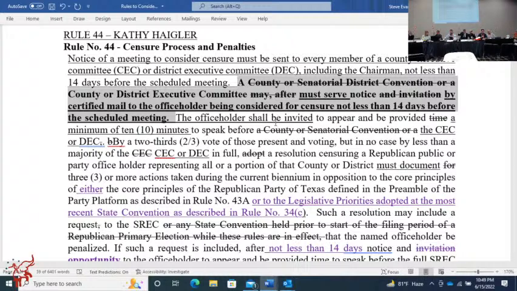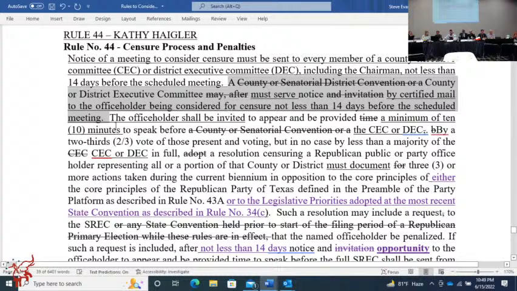All opposed? The ayes have it. Thank you. The chair recognizes Kathy to lay out her amendment.